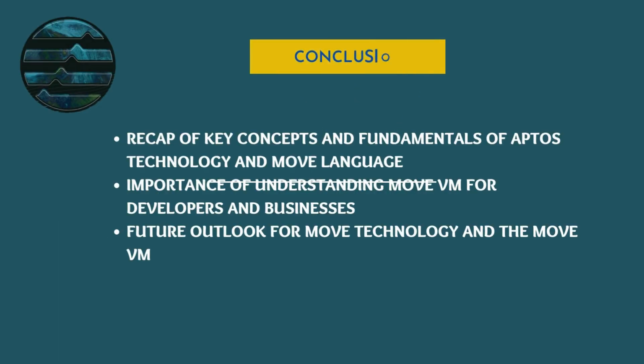Here's a script you can use for your presentation. Thank you for joining me today as we explored the exciting world of Aptos technology and the Move language. Before we wrap up, let's take a few minutes to recap what we've learned. Firstly, we learned that Aptos technology is a powerful blockchain solution that leverages Move language to provide secure and efficient smart contract execution. Move language is a statically typed language that offers unique features such as resource management and prevention of common programming errors.